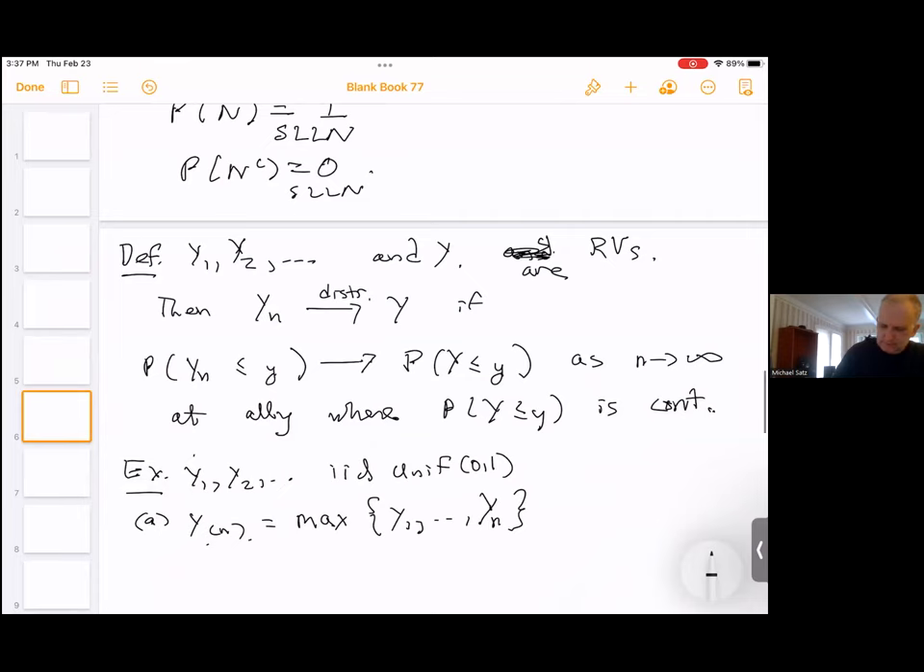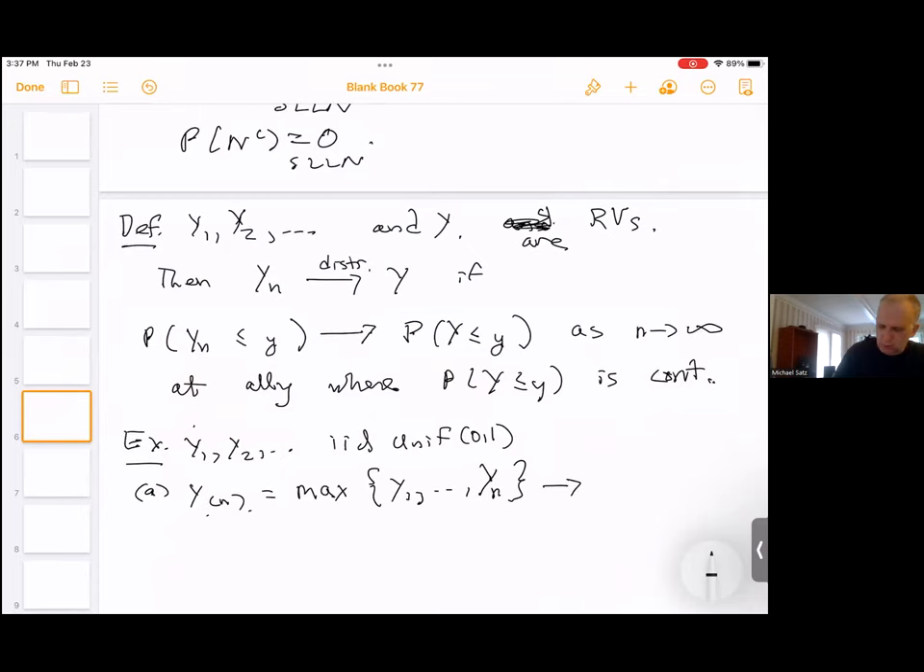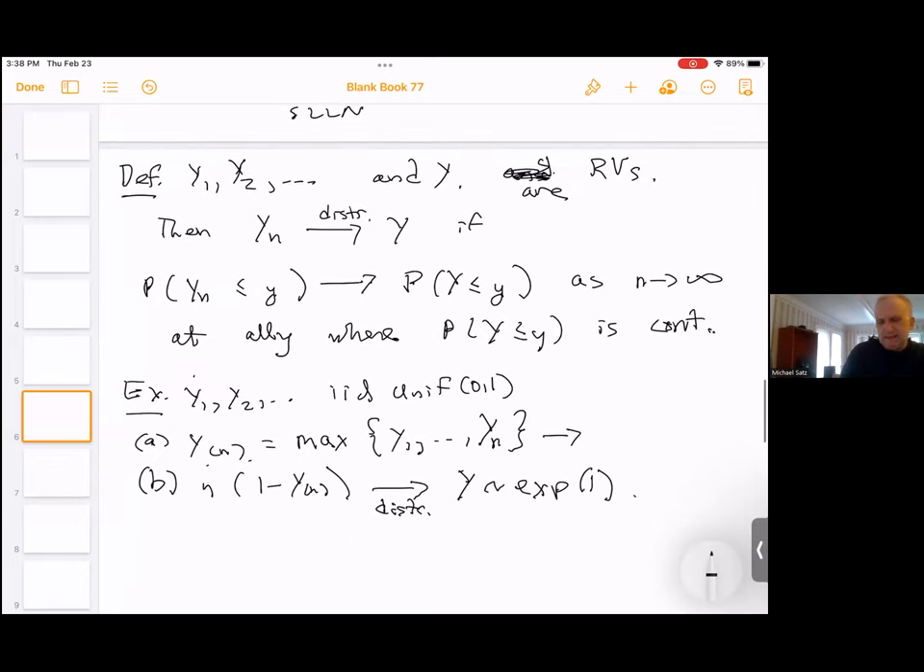This goes to, I'll leave it for you to guess. B: if I take n and multiply 1 minus Yn by n itself, then this converges in distribution to Y, say, exponential 1. Kind of interesting. What do you think the max goes to as I take more and more samples?